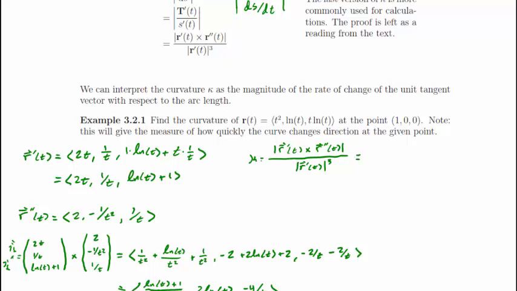So the magnitude of the cross product here is the square root of, let's make this a little bit bigger, natural log of t plus 1 quantity squared over 4 plus 4 times the natural log of t all squared plus 16 over t squared. That's just my numerator.